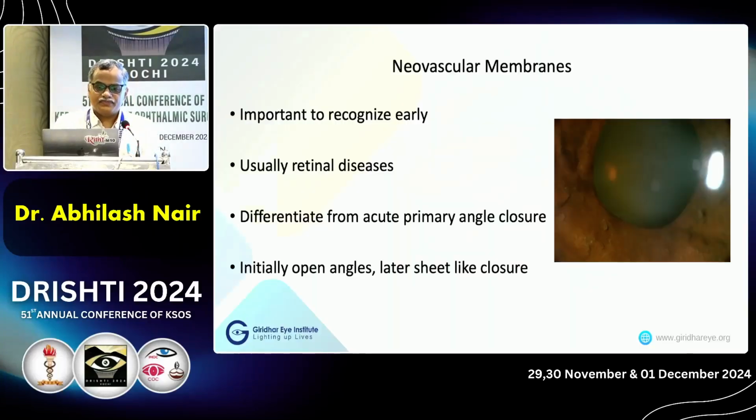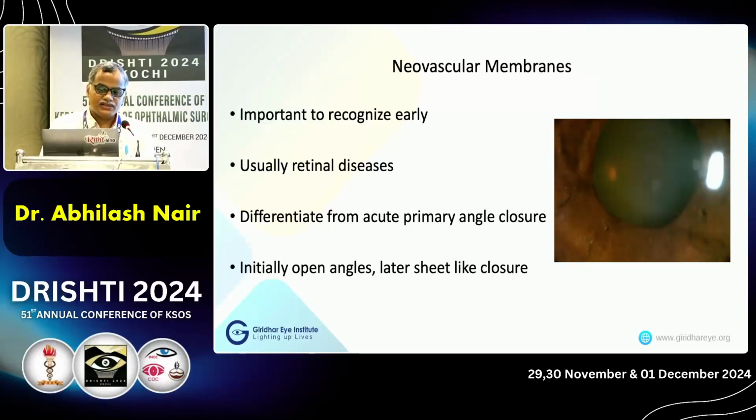Coming to the next important group of problems in this anterior pull mechanism is neovascular membranes. Now, the most important thing is it has to be recognized early, because it's usually a secondary problem, retinal disease or vascular insufficiency that causes new vessels to form. And patients sometimes present like a case of acute primary angle closure glaucoma. So they have steamy corneas, sudden loss of vision, raised IOP, vomiting, eye ache, headache.